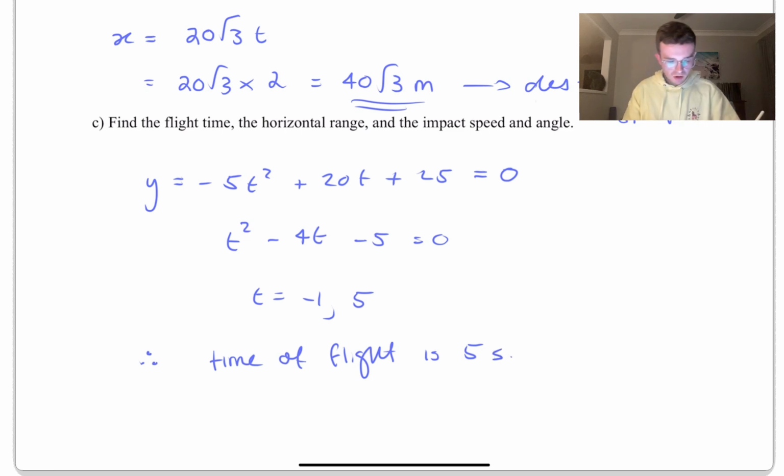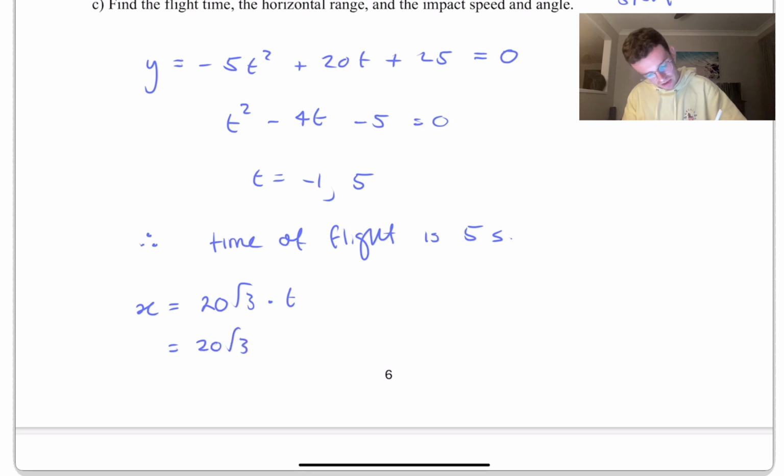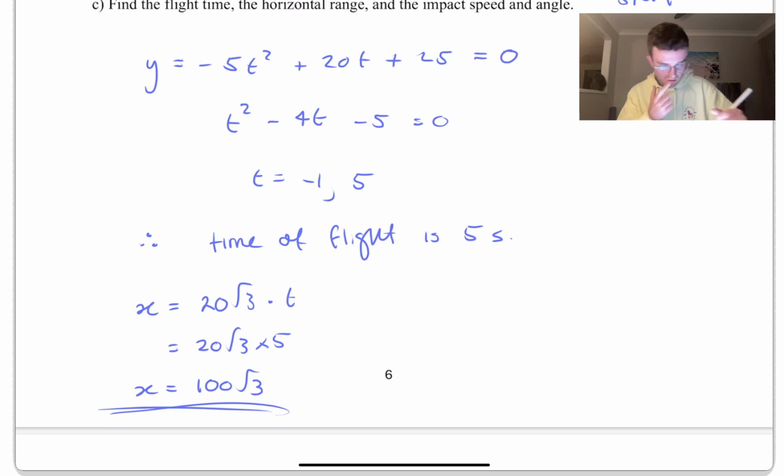The horizontal range, well, it's just going to be x is 20 root 3 times time. So 20 root 3 times 5. Horizontal range always is your constant x velocity times time. It's always that, at least in extension 1, which is 100 root 3. So that's my range.